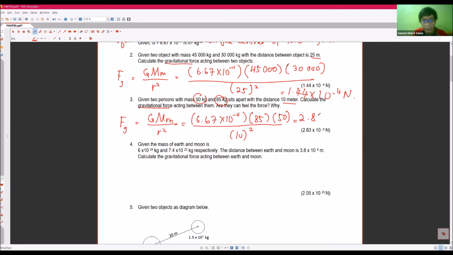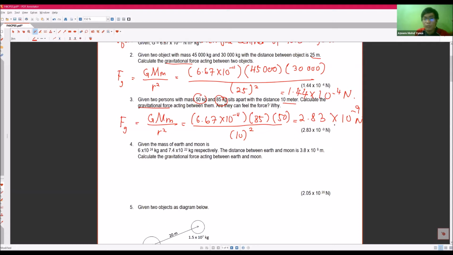2.83 times 10 to the negative 9 meters. So basically, this is negative 9, which has 0.0000, as many zeros as 9. And then 283. So it's a very, very small force, a magnitude of force that is negligibly detected. It can be negligible, so they don't feel the force.